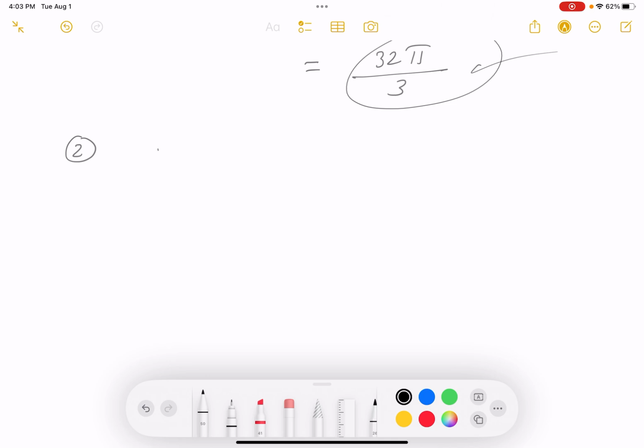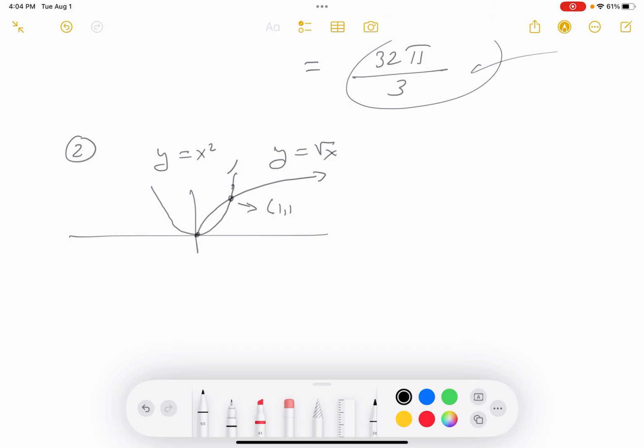I have y equals x squared, relatively simple. I have y equals the root of x. And I'm going to draw a picture of what it looks like to me. This looks like y equals x squared, and y equals root x looks like this over here. Points of intersection, relatively simple. That's going to be what? 1, 1. And this point over here is 0, 0. What's the region? That's the region.